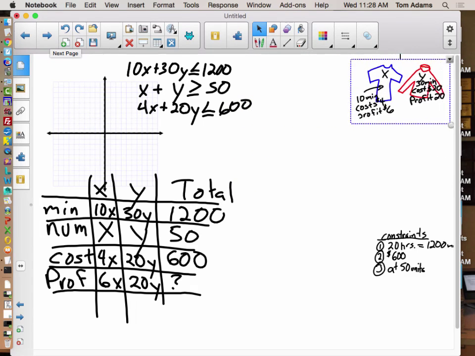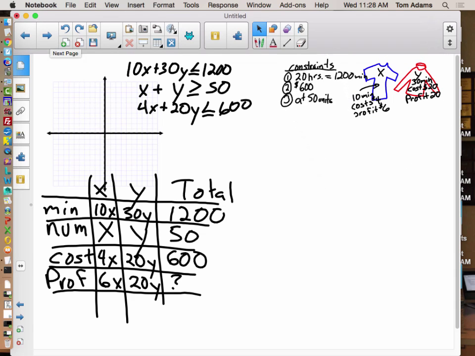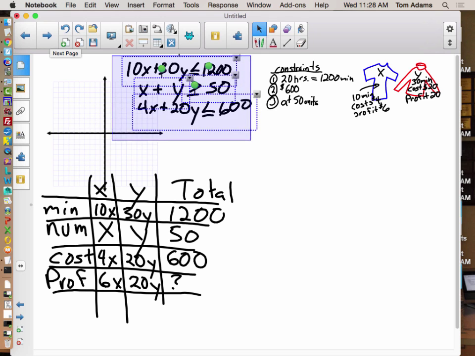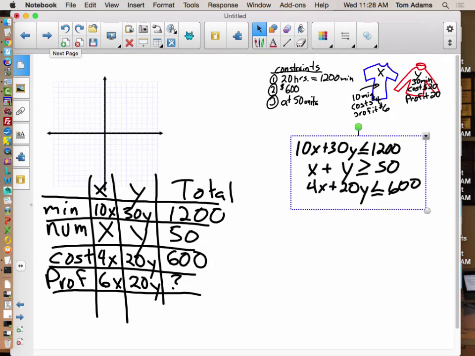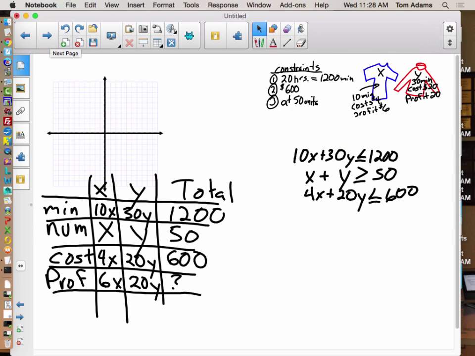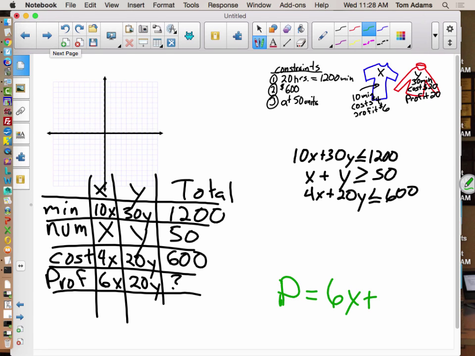So this is my information over here, and this is my information over here. And let's bring this down over here. So these are my constraints. My profit then would be P. My profit that I need to maximize would be 6x plus 20y. Does that make sense to you guys?